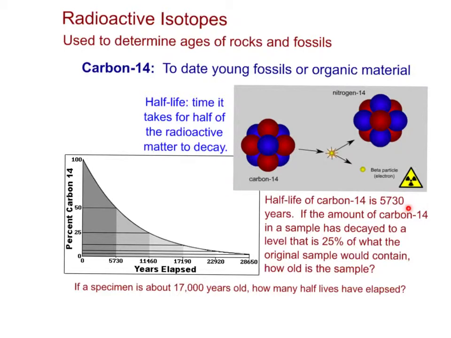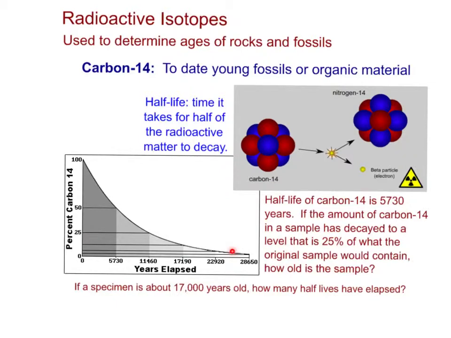So here's a little problem for you. See if you can figure this out. If the amount of carbon-14 in a sample has decayed to a level that is 25% of what the original sample would contain, how old is the sample? Now, here's a nice little graph that you could use to answer that question. See if you can figure that out on your own, but I will tell you. So if you want to pause it and think of the answer.